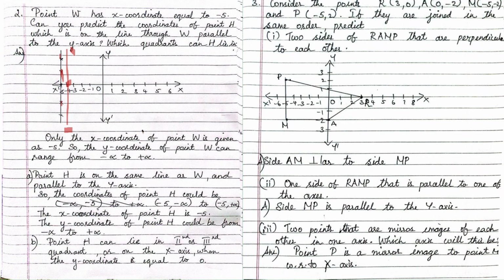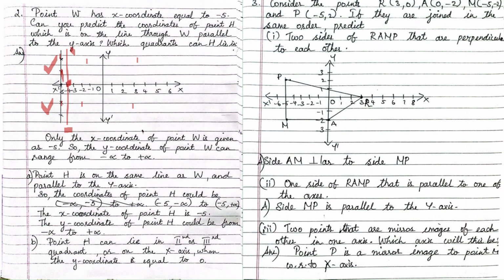Now let's look into the quadrants where H can lie. We all know we have 4 quadrants: quadrant 1, quadrant 2, quadrant 3 and quadrant 4. Looking at this graph, we can make out that the point H can lie either in the second or the third quadrant, or on the x-axis if H lies on the x-axis. Now let's move on to question 3.